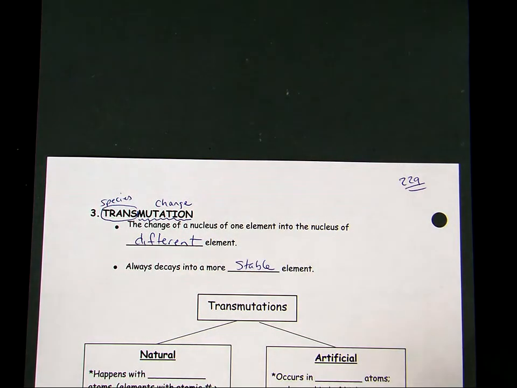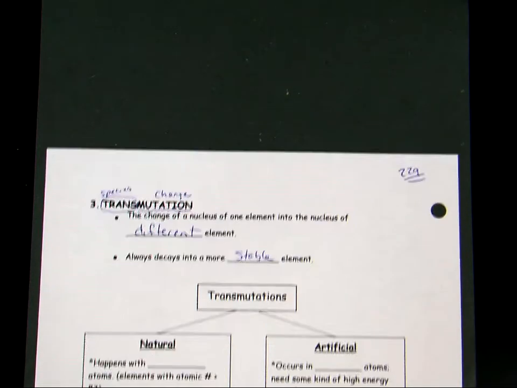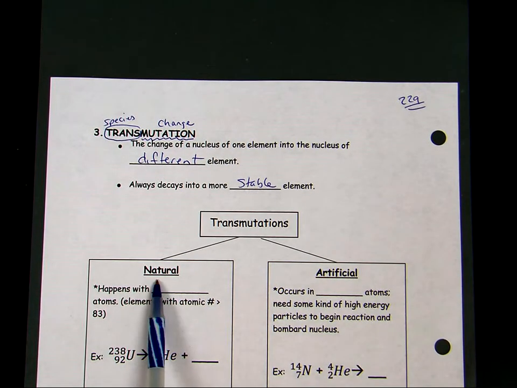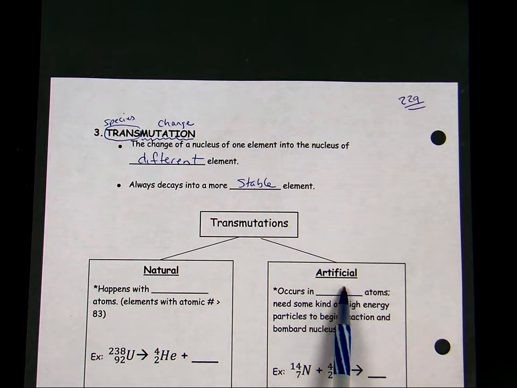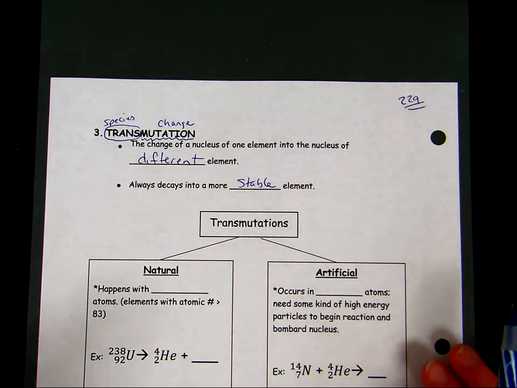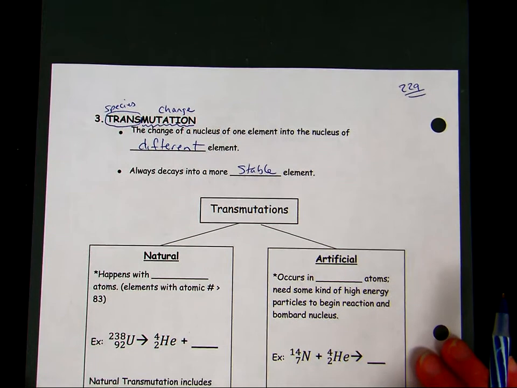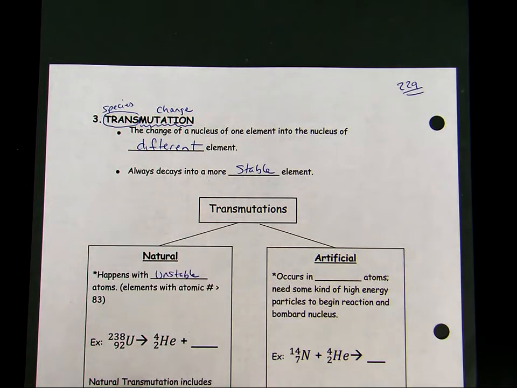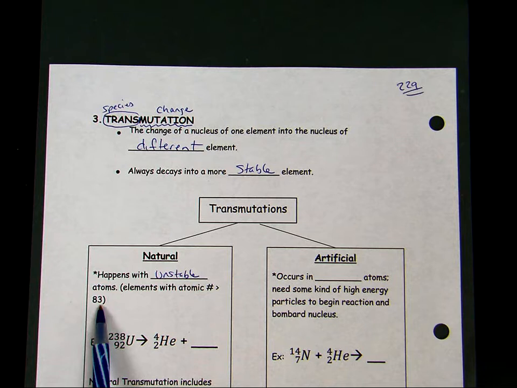Now, transmutations, nuclear reactions, can be subclassified into two major categories. One category is referred to as natural, the other one is referred to as artificial. So natural transmutation versus artificial transmutation. Natural transmutations happen with unstable atoms. And just a quick note, remember, if the element's atomic number is greater than 83, all atoms of that element are unstable.